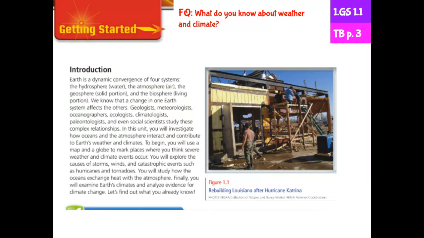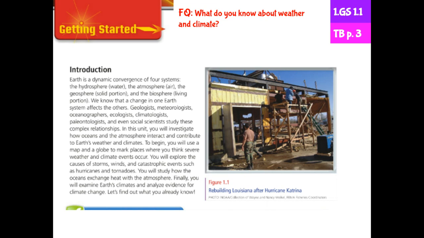Our getting started is going to be talking about Earth and the four systems, the hydrosphere, atmosphere, geosphere, and the biosphere. And we know that a change in one Earth system can affect others: geologists, meteorologists, oceanographers, ecologists, climatologists, paleontologists, and even social scientists study these complex relationships. In this unit, you will investigate how oceans and the atmosphere interact and contribute to Earth's weather and climates.